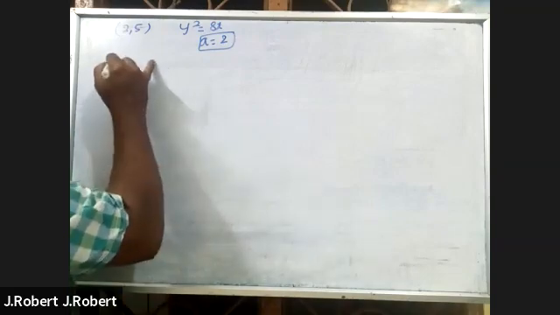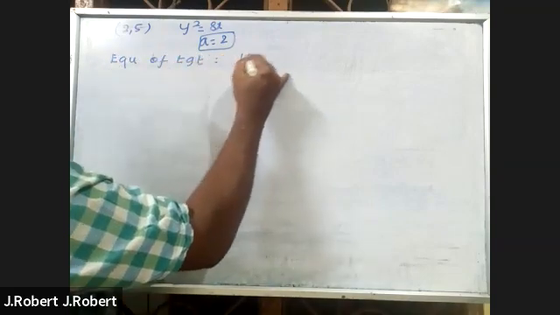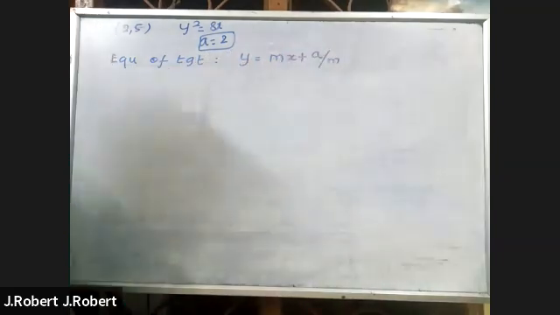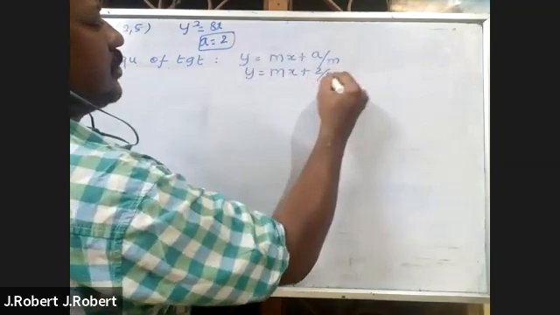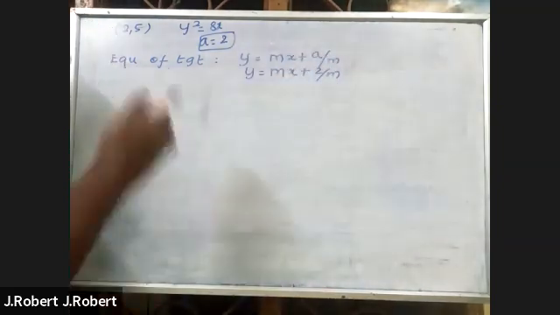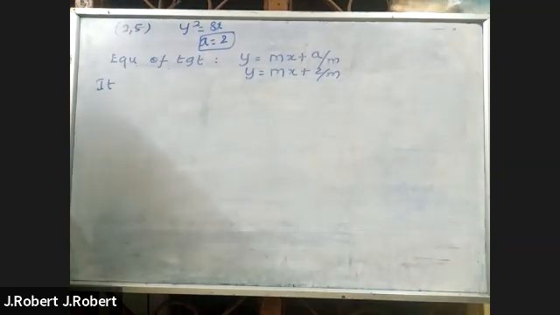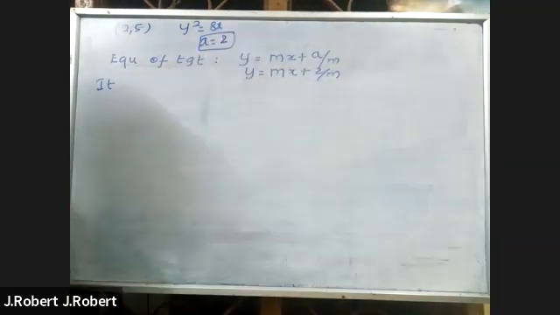I already told you the equation of the tangent to the parabola. The equation of the tangent is y is equal to mx plus a by m. So the formula is mx plus a by m. So this equation becomes y equals mx plus 2 by m, since a is 2. It passes through 2,5. That is what they have given, correct? The tangent drawn from the point 2,5. This tangent passes through 2,5.